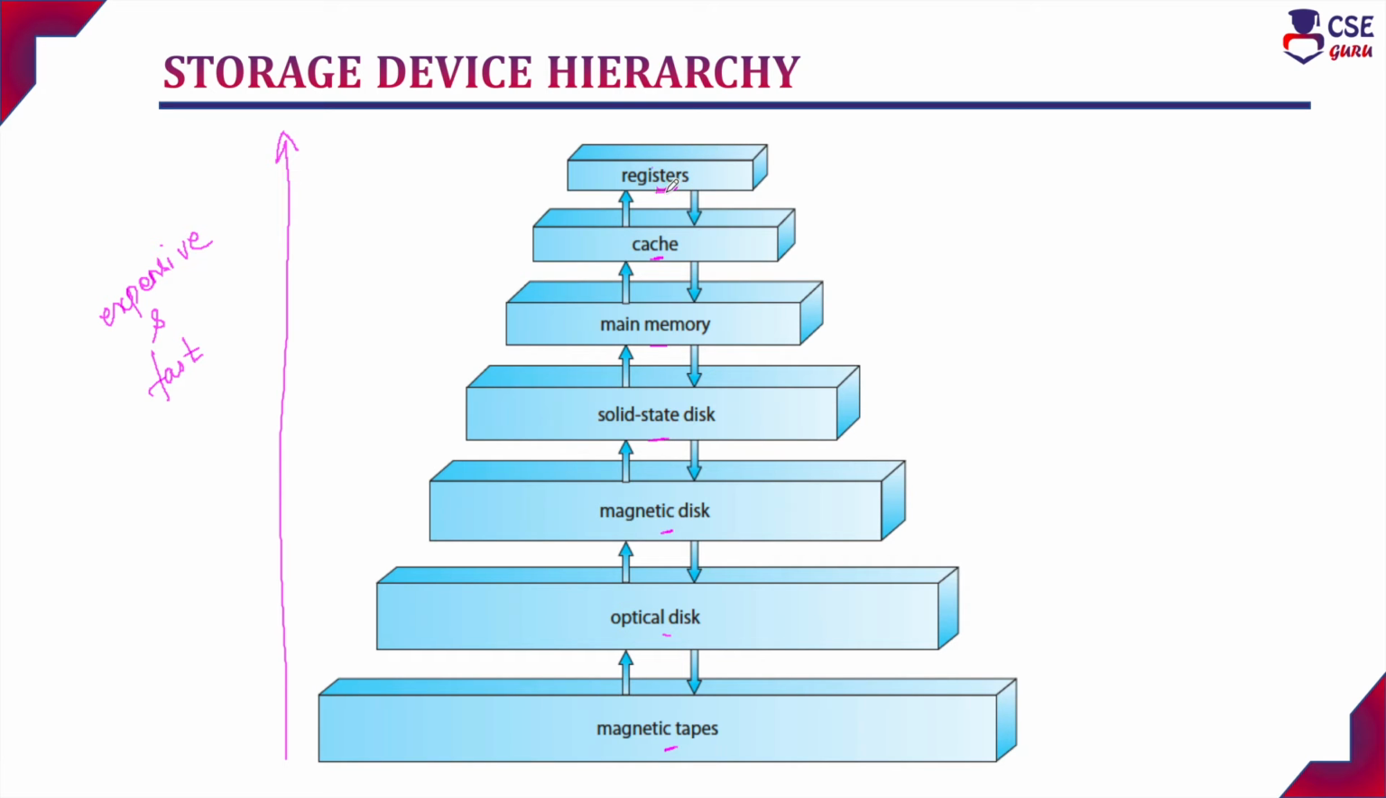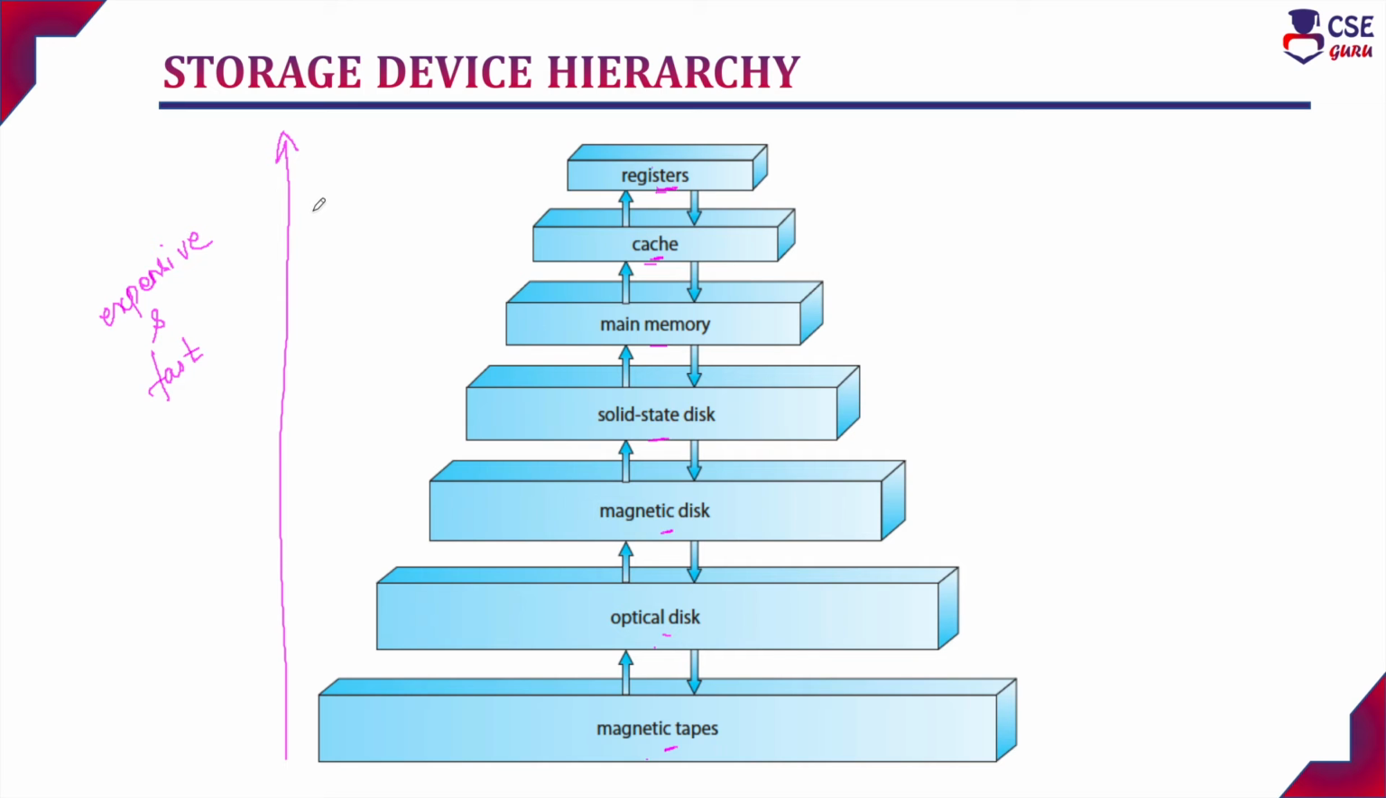So registers are the most expensive, then the cache memory, then main memory, then solid state disk, then magnetic disk, then optical disk, and then magnetic tape. But registers are faster in access. Next comes the cache memory, and next comes the main memory, faster in access. Likewise, the hierarchy goes. So memories are expensive and faster in access from bottom to top.